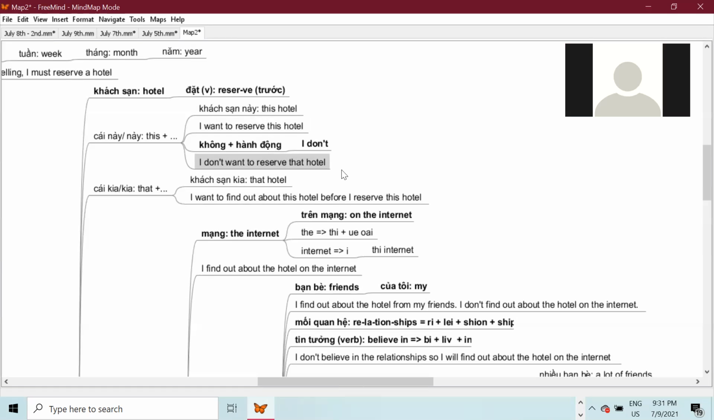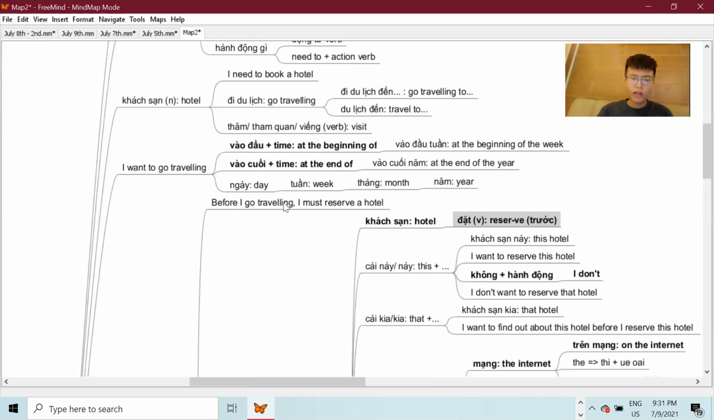I don't want to reserve that hotel. Yes, very good. 1, 2, 3. I don't want to reserve that hotel. Very good. Hotel. Reserve. Yes, okay. This one, before I go traveling, I must reserve a hotel.